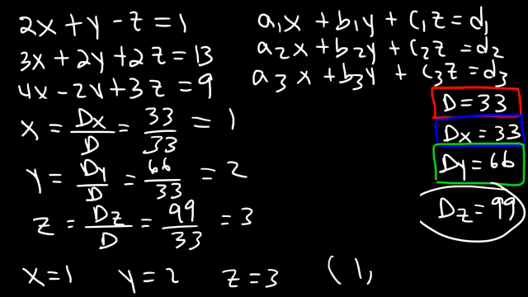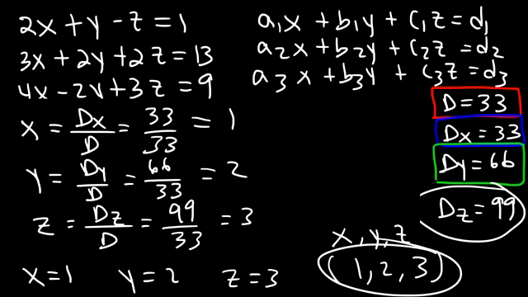So the solution is 1, 2, 3 in the form of x, y, z. And that's it. So now you know how to use Cramer's rule to solve a system of equations with 3 variables.